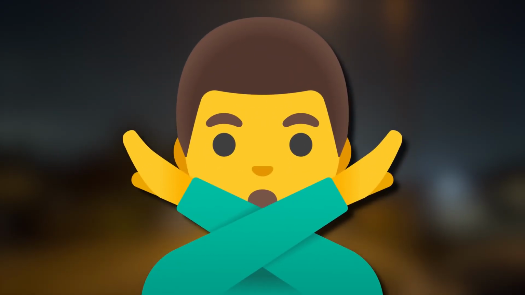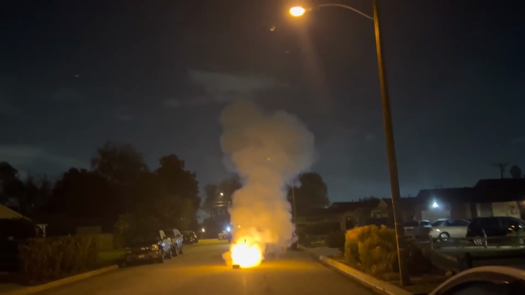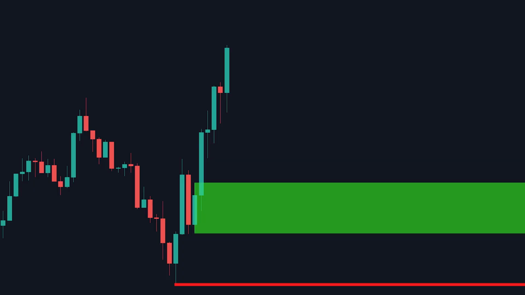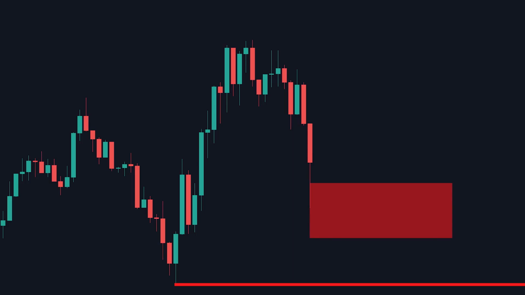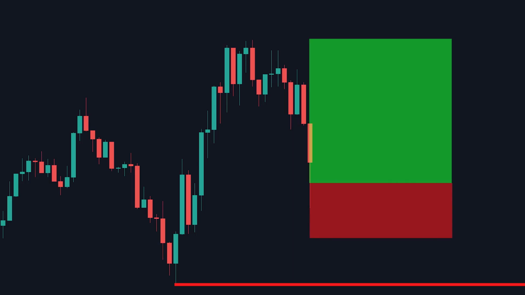Again, we are not even considering areas of supply because we are in an uptrend, so we don't even need to worry about that. We wait for price to re-enter into the zone, and this is where we would enter. Set your stop loss right below the demand zone and set your take profit at the recent highs. Boom, we got an easy winning trade.